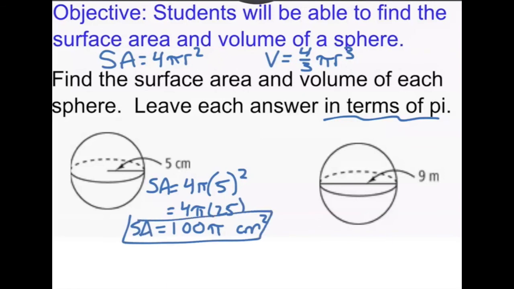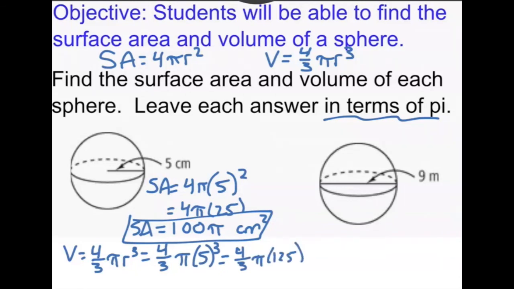Okay, the volume is 4/3 pi r cubed. Well, r is 5, so 4/3 times pi times 5 cubed, which is 4/3 pi times 125. So if we're leaving that in terms of pi, all we need to do is multiply the 4/3 times the 125. And when we do that, we get 166.6 repeating. So 166.7 pi. And then this is in cubic centimeters. I'm just out of room for that.